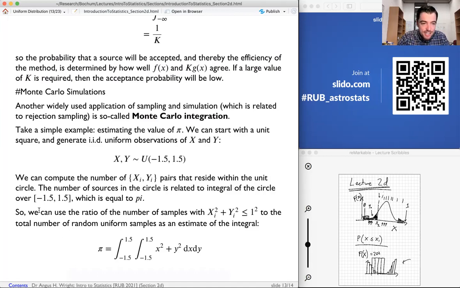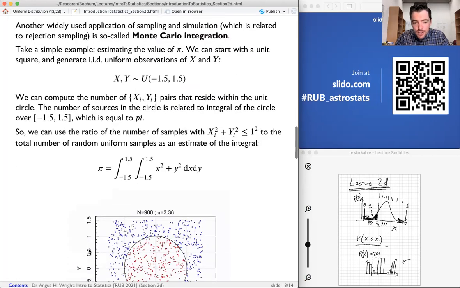And we can take the ratio of the number of samples that satisfy this criterion, this unit circle criterion, to the total number of random samples. And that gives us an estimate of pi. Actually, this is missing a prefactor that we'll see in a second. So I can do this.